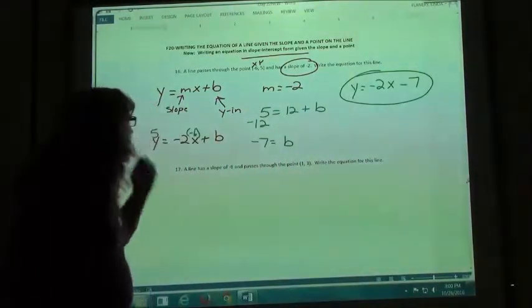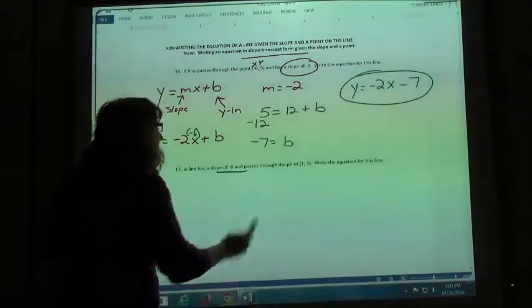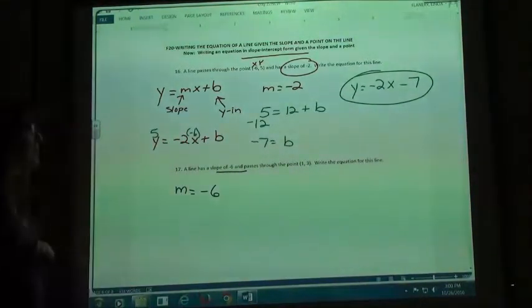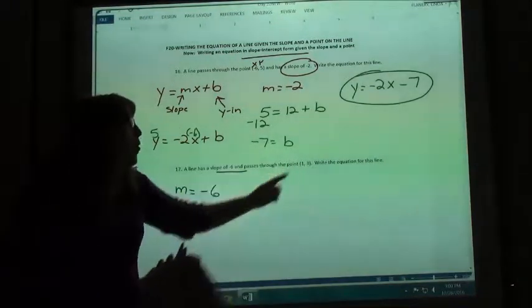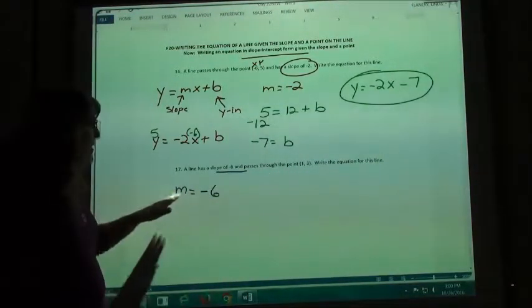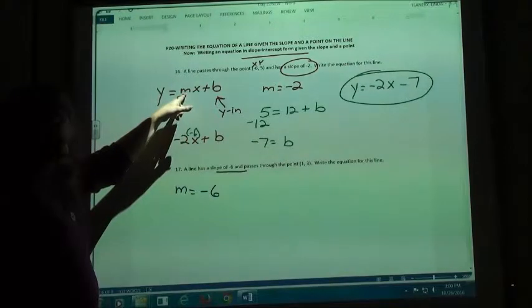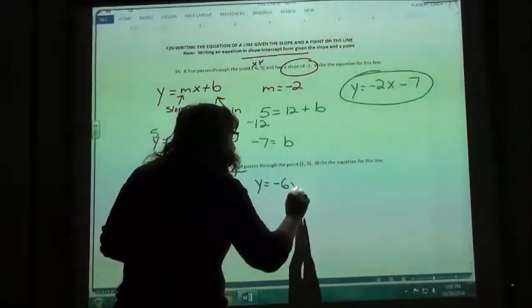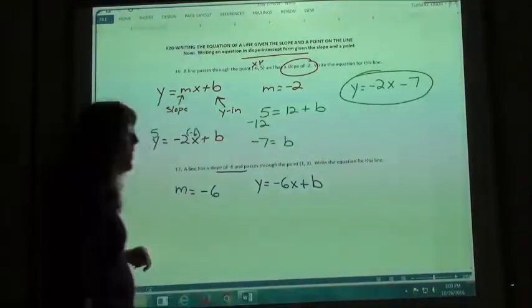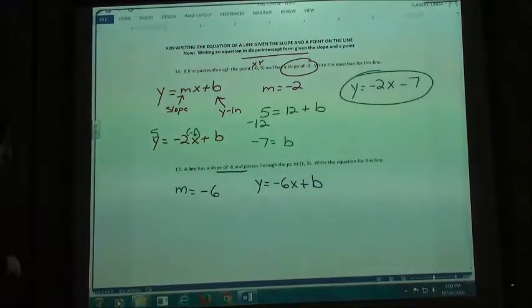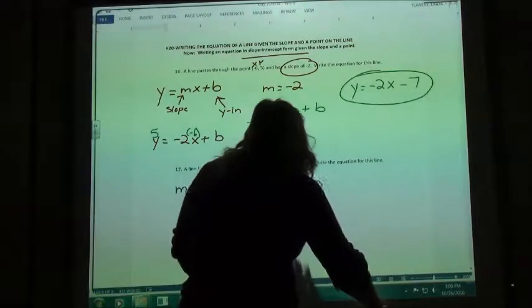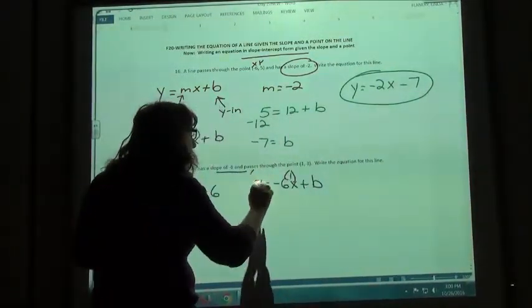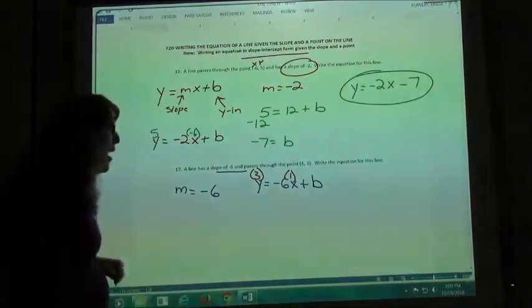So in number 17, this time it says my line has a slope of negative 6. So I know m is negative 6. Goes through the point 1, 3. So if my slope is negative 6, again, I'm just going to put negative 6 in for the m. Y equals negative 6x plus some number b. That's going to be my y-intercept. And then I'm going to plug my numbers in. So the 1 is going in for the x. The 3 is going in for the y.